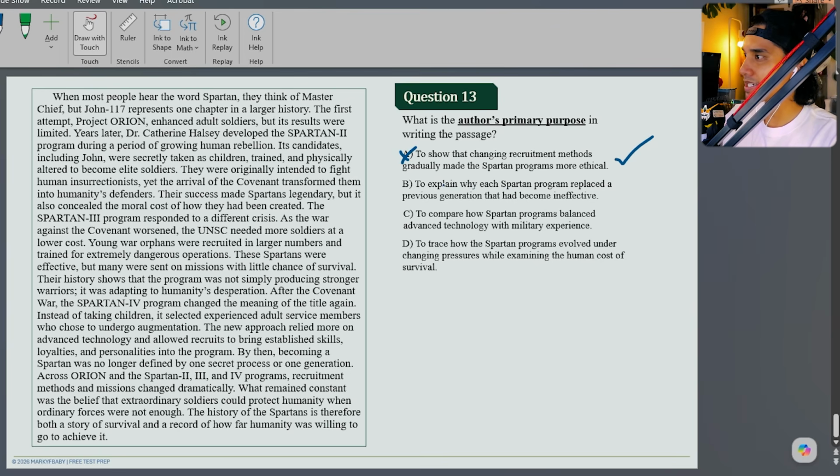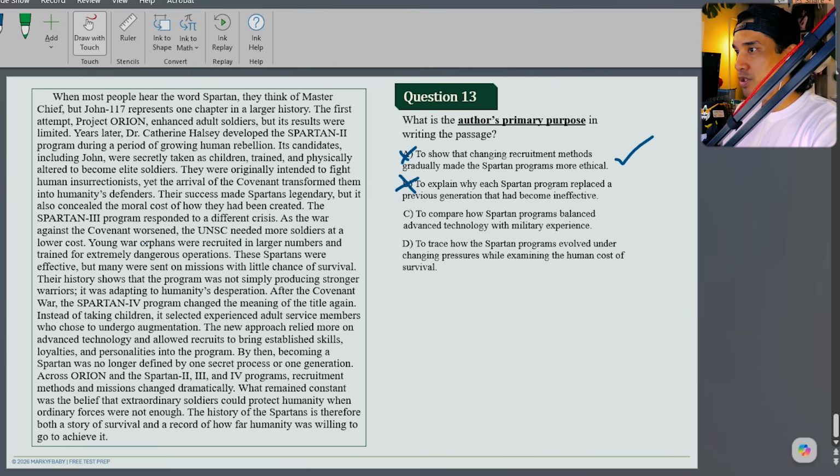To explain why each Spartan program replaced a previous generation that had become ineffective. Okay, this one is incorrect because it creates an unsupported reason. It incorrectly assumes that every new program replaced one that had become ineffective, right? What this is saying is like, oh, the Spartan 4 program was made because the Spartan 3 program didn't work. Well, the Spartan 3 did actually work. It's just that it worked for a different cause.